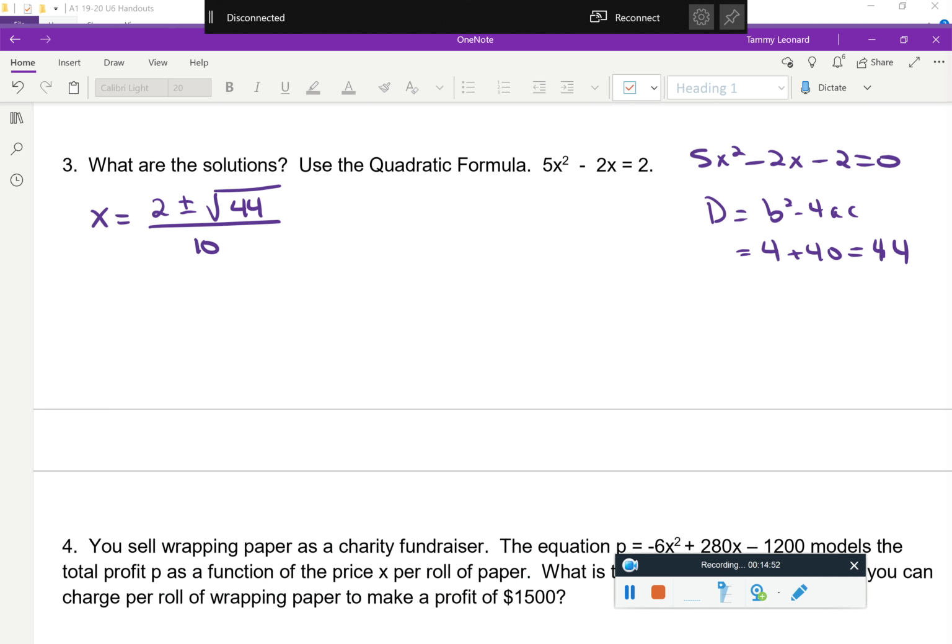But what if I could reduce that radical, like simplify the radical a little bit? How does that radical simplify? Yeah, that's 2 root 11, right? Because that's the square root of 4 times the square root of 11. We can take the square root of 4. That's 2. So it's 2 root 11.